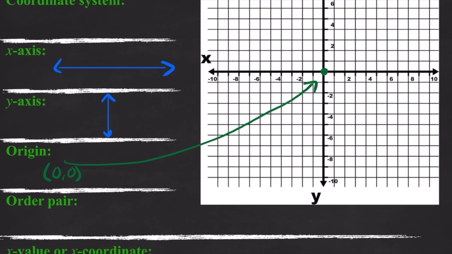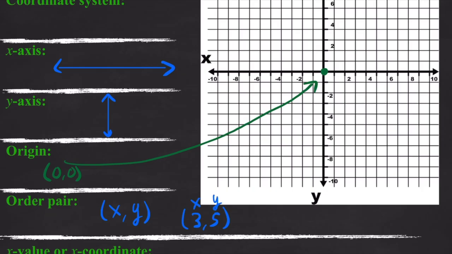An ordered pair. You guys should know what an ordered pair is. An ordered pair is just taking our x value and our y value and putting them together. So we have our x value, we have our y value. For example, if we have, let's say, 3, 5, that's technically an ordered pair.